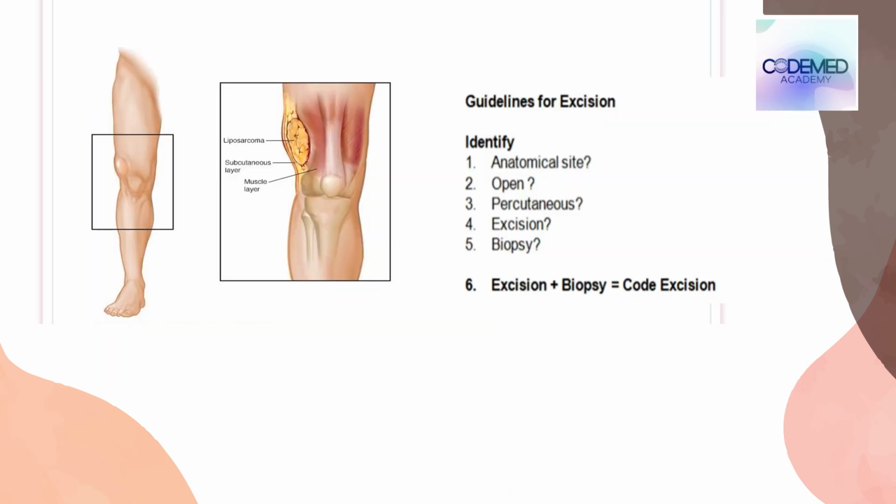Now the next important subheading is the excision. Excision is basically when you take out a particular lesion or tumor or cyst. As far as the excision is concerned, we have to identify the anatomical site. Then we have to see how the excision has been carried out, whether open or percutaneous, and whether a biopsy has been done. If the excision and the biopsy are done on the same lesion, then we will code only for the excision.